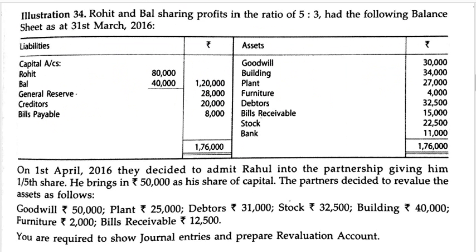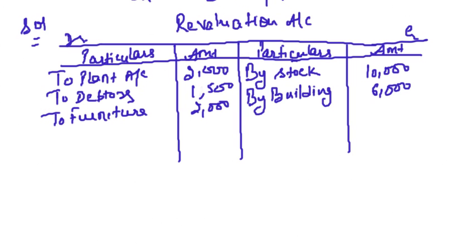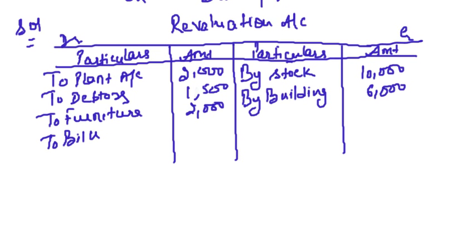Next, bills receivable 12,500. Again there is a decrease in the value to the extent of 2,500. So I'll say to bills receivable account, how much? 2,500. Now see whether this side is more than this side.